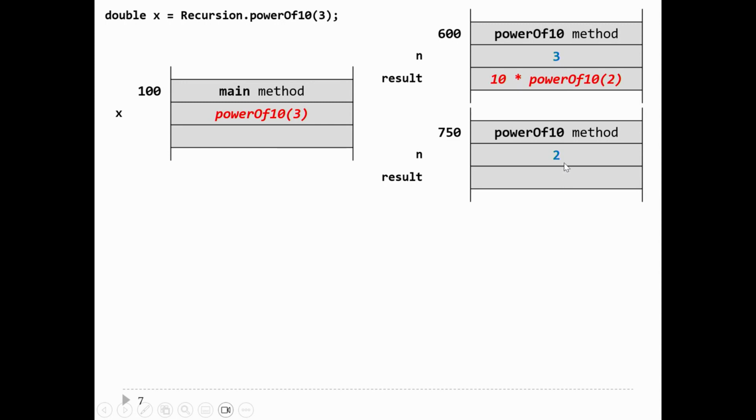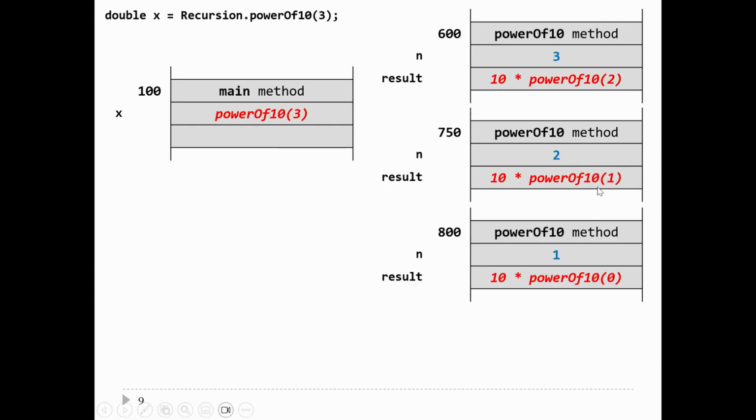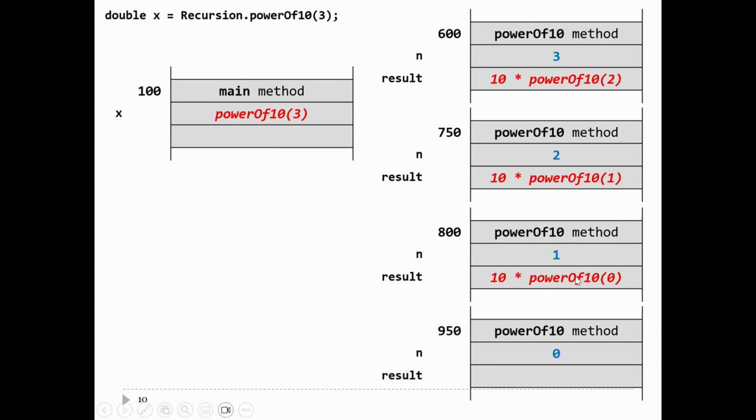Okay, so n is 2. What does power of 10 do when you call it with 2? Well, it calls itself with 1. That's a method call, so another version of power of 10 appears. It gets its own value of n and result. So there's 1. What does power of 10 do when you call it with 1? Well, it calls itself with 0. Another version of the method appears.